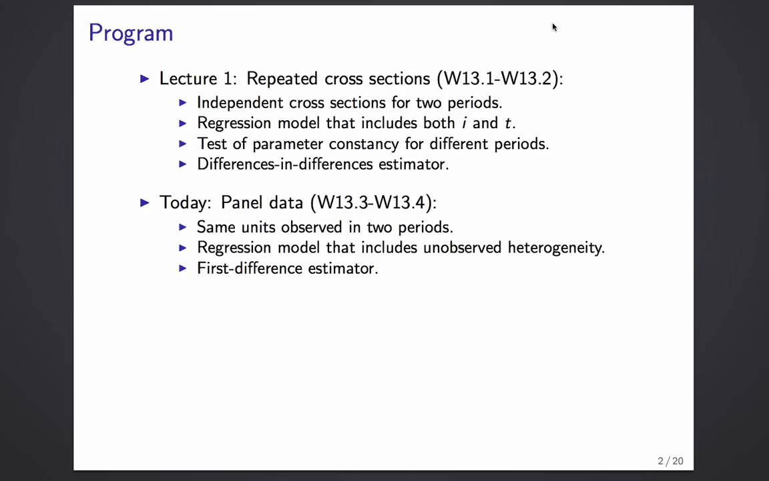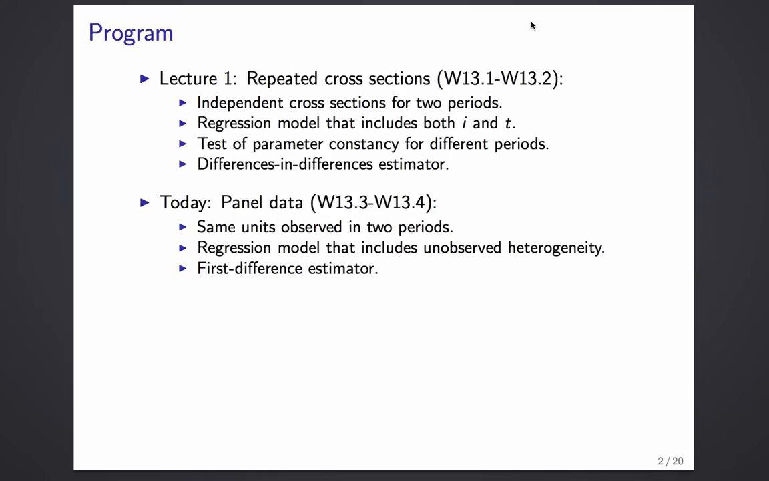The important difference between panel data and repeated cross-sections is that with panel data we observe the same units over time. For instance, now we can imagine a case where we observe the same workers in consecutive years. With that type of data, we'll again modify the regression model that we've worked with up until now. And specifically, we will include what we call unobserved heterogeneity.